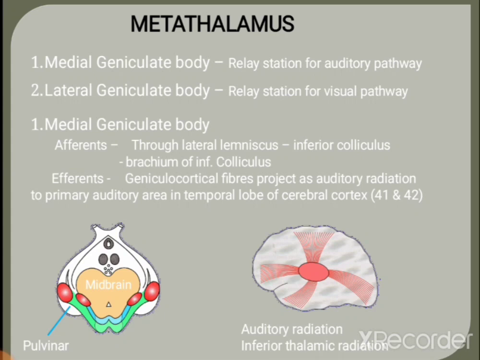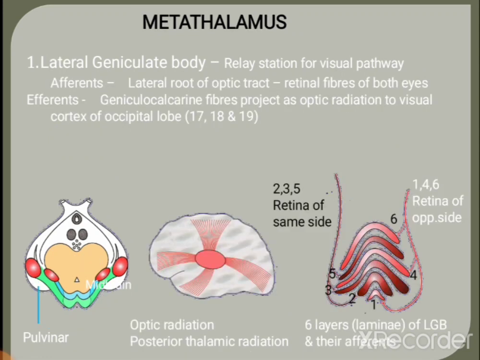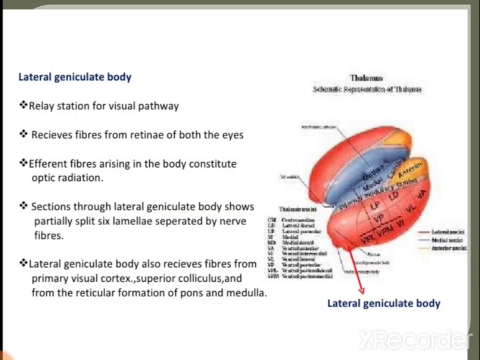The medial geniculate body is the relay station for the auditory pathway, and the lateral geniculate body is the relay station for the visual pathway. The medial geniculate body receives fibers from the lateral lemniscus and sends efferents to the auditory areas. The lateral geniculate body receives fibers from the retina of the eye, and efferents are sent to the visual cortex of the cerebral lobe. So this is the lateral geniculate body, relay station for the visual pathway.